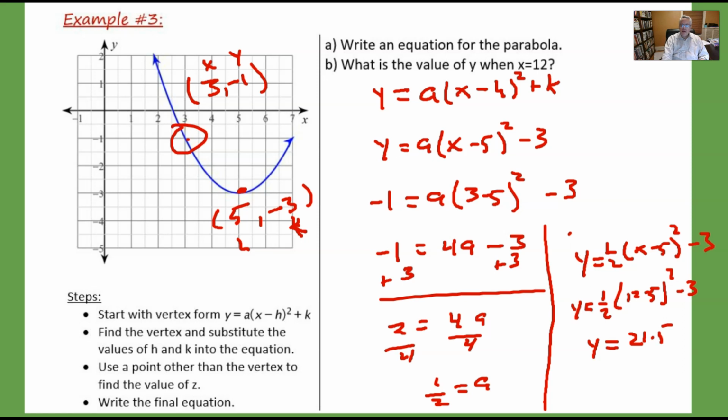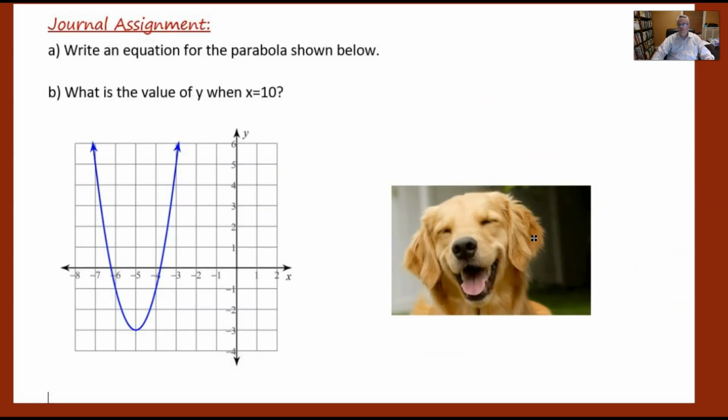So once we have the equation, we can use it to find any point we want on the parabola. Well, it's time for you to give it a try. For A, write an equation for the parabola shown. Follow the same steps I did. And for B, once you have your equation, substitute 10 in for x and figure out the y value. Good luck.